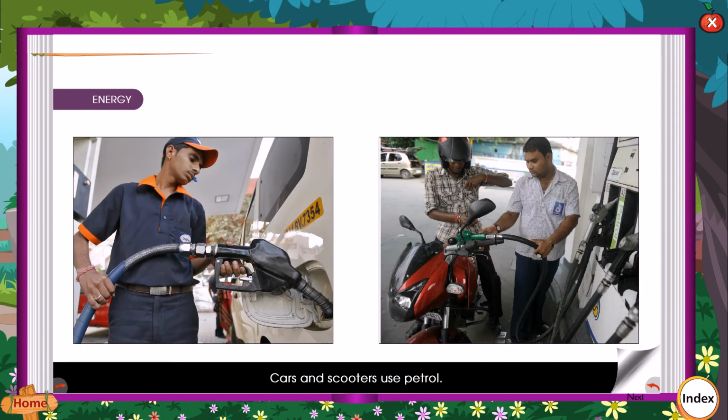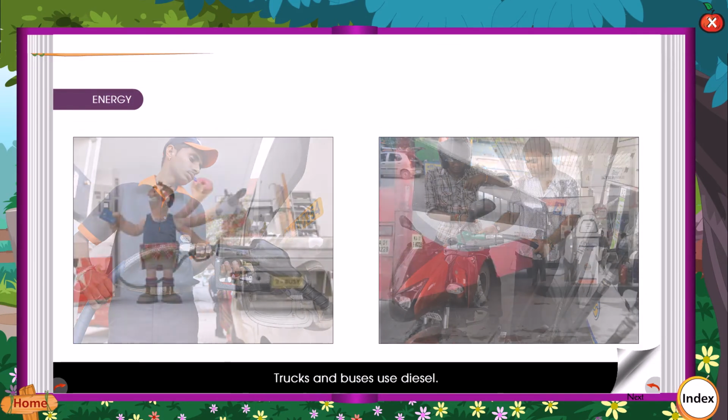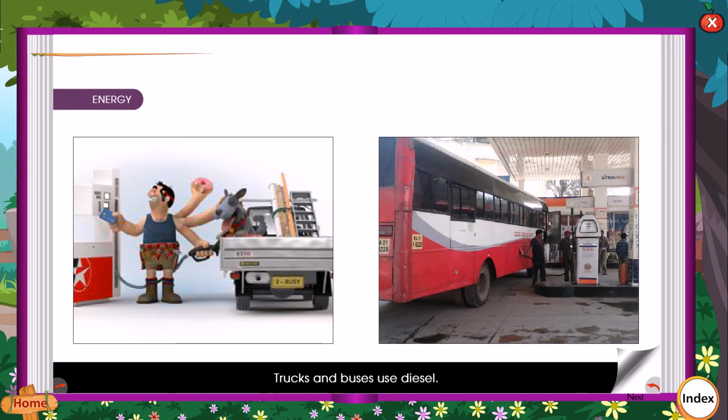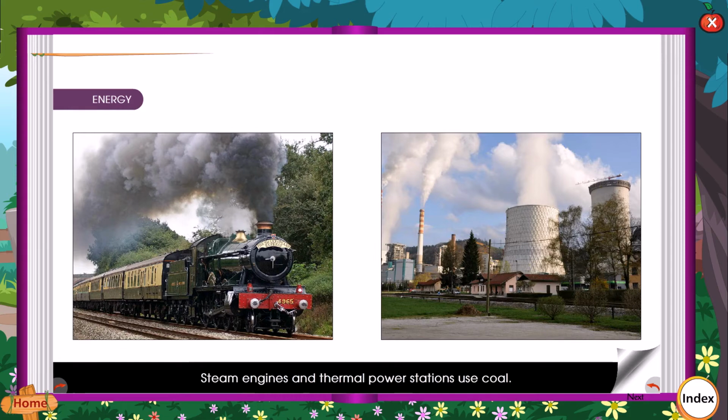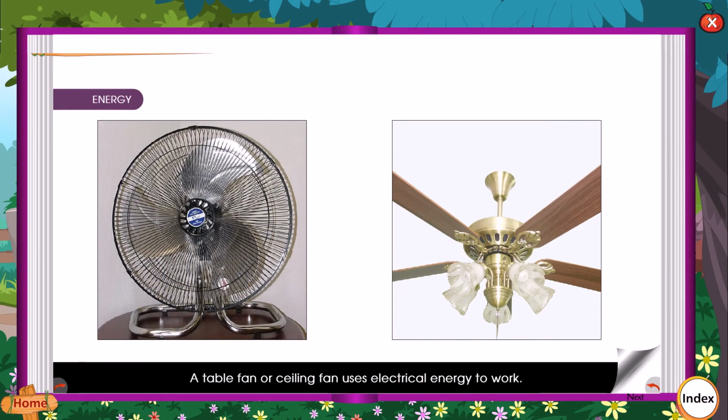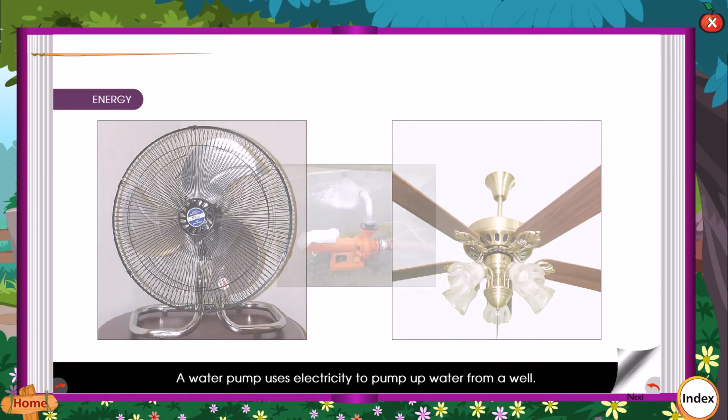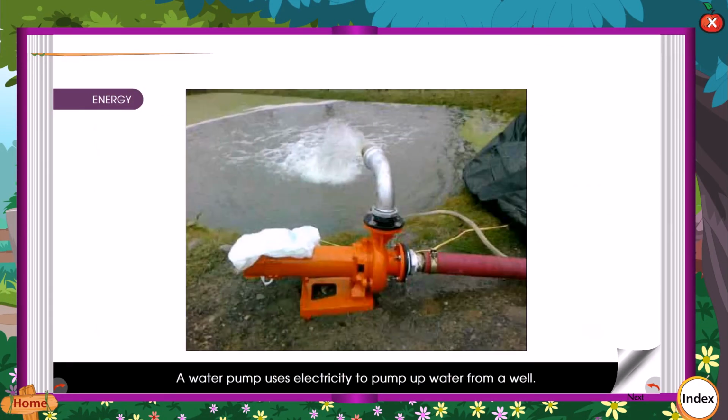Cars and scooters use petrol. Trucks and buses use diesel. Steam engines and thermal power stations use coal. A table fan or ceiling fan uses electrical energy to work. A water pump uses electricity to pump up water from a well.